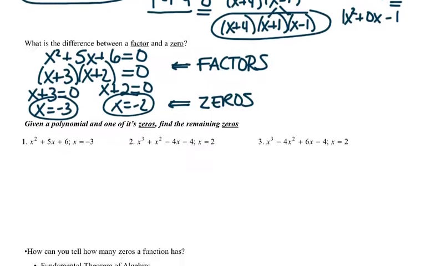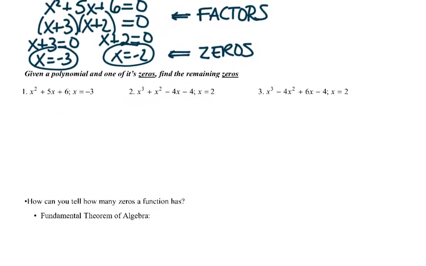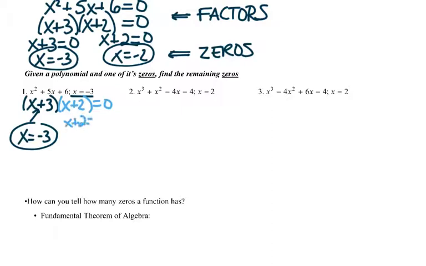These are the same problems, but instead of giving you a factor for free, we're giving you a zero for free. And again, this one you know, but x equals negative 3 is given to me for free here. What factor does that come from? x plus 3. What's the remaining factor? Well, I don't really need synthetic division. I would know that that's x plus 2. And so then the remaining zero is negative 2.